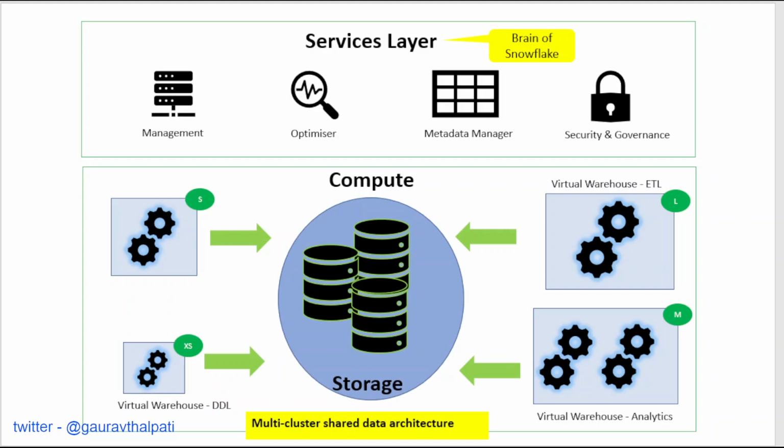Your warehouses are separate, they are not attached to any of the storage. So any of these warehouses can access any data which is there on the storage, even if the data is stored through a particular warehouse. In the diagram you can see there is a warehouse for ETL and a warehouse for analytics. Even if some data is inserted by the ETL virtual warehouse, that data can be used by the analytics warehouse. What this means is your compute and storage are not attached to each other. So any of the warehouses can use any of the storage.